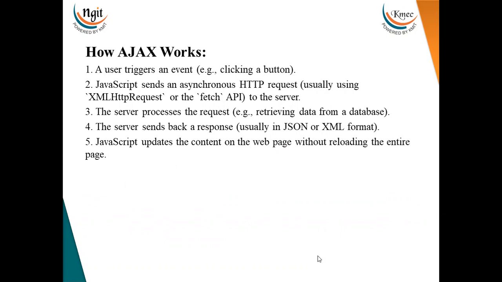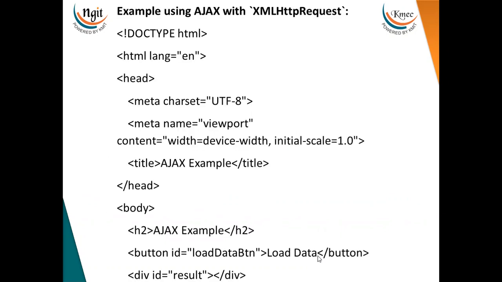How it works: whenever a user triggers an event like clicking a button, JavaScript sends an asynchronous HTTP request, or fetch request, to the server. The server processes the request, retrieves the data from the database, and sends back the response, usually in JSON or XML format. JavaScript then updates the contents on the web page without reloading the entire page. This is how Ajax works.